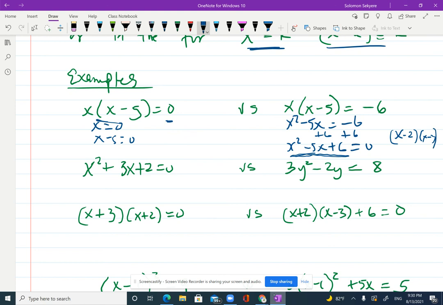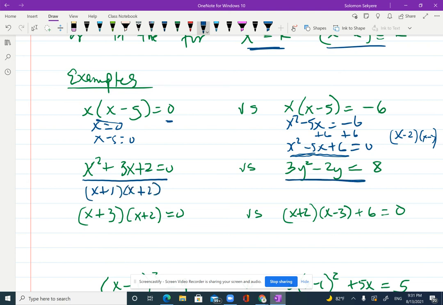Okay, so what about this one here versus that one? So here it is equal to 0. It's not factored, so we have to factor it. Factors of 2 that add up to 3 will be here. So we get (x plus 1)(x plus 2).